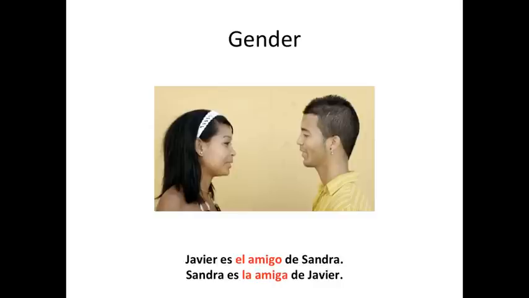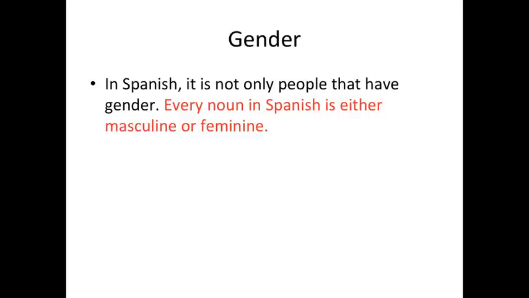Here we'll see a comparison again if we're talking about the word for friend in Spanish. Javier es el amigo de Sandra. El amigo. But we say Sandra es la amiga de Javier. So we see the word amigo has both a masculine form, el amigo, and a feminine form, la amiga. El and la both mean the. Use el in front of masculine, use la in front of feminine. El amigo, la amiga. Okay?